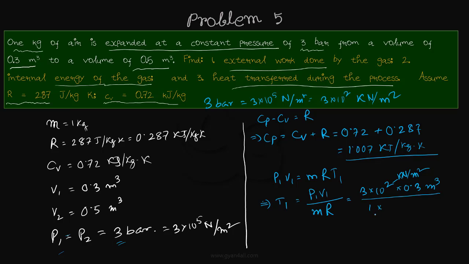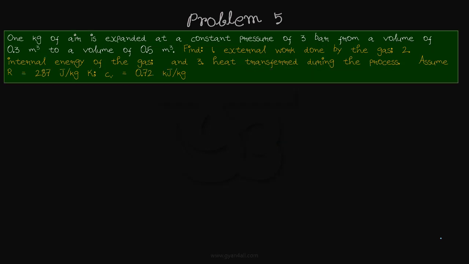1 multiplied by R, which is equal to 0.287 kilojoule per kg per Kelvin. So all the units will be cancelled and only kilojoule and Kelvin will be there. And so temperature will be equal to 313.6 Kelvin. So temperature at point 1 is equal to 313.6 Kelvin.